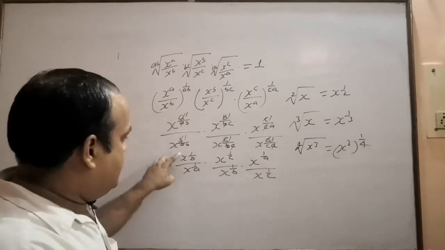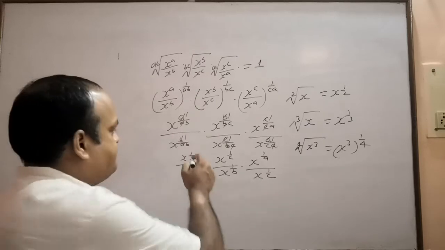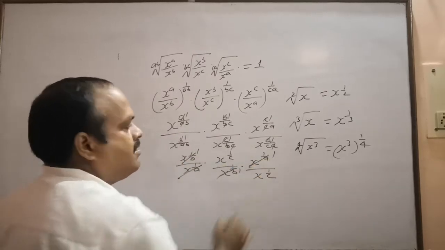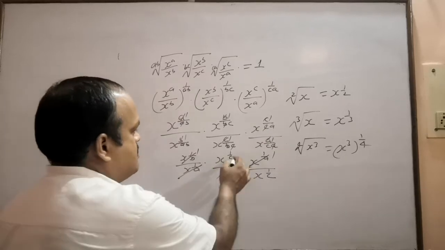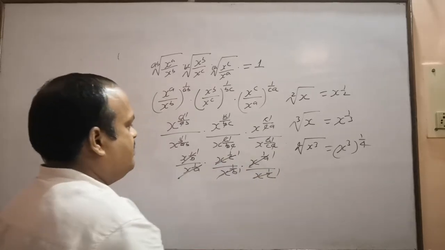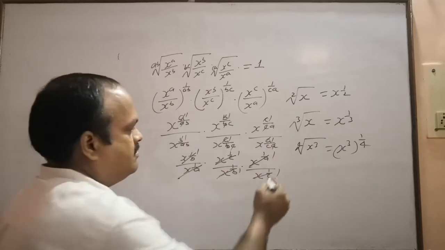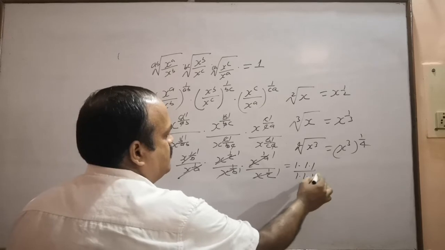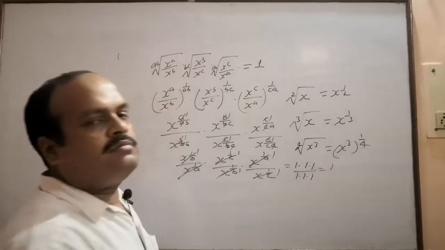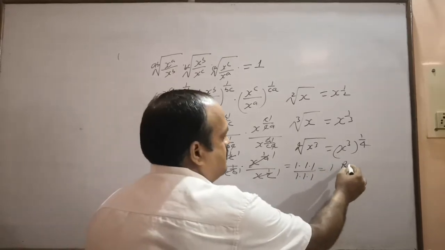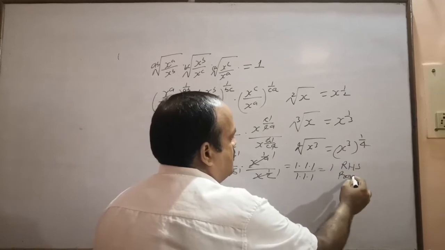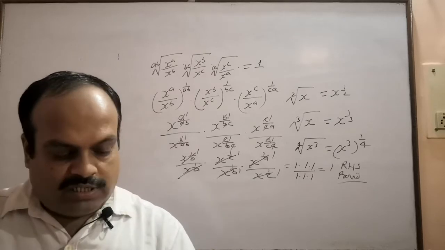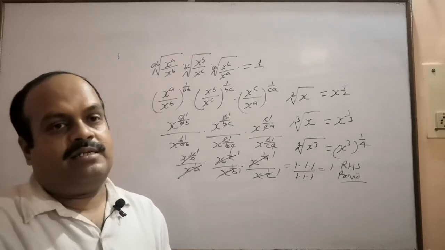So let's cancel out x to the power 1 by b, so we get 1 into 1 into 1, 1 into 1 into 1, so 1, proved. So we have done all parts of question number 8. Now let's do question number 9.